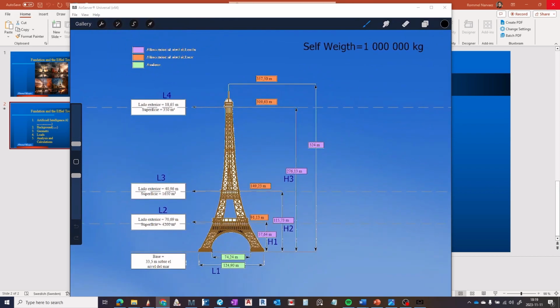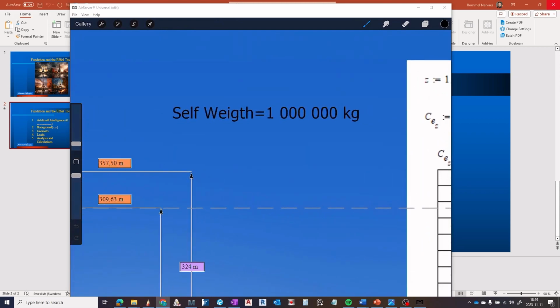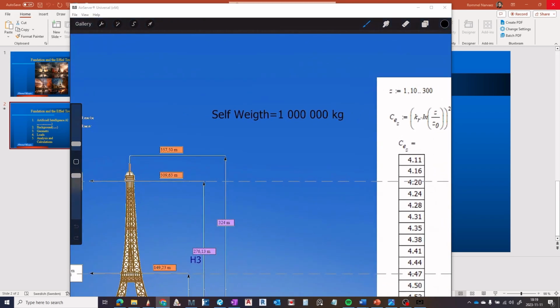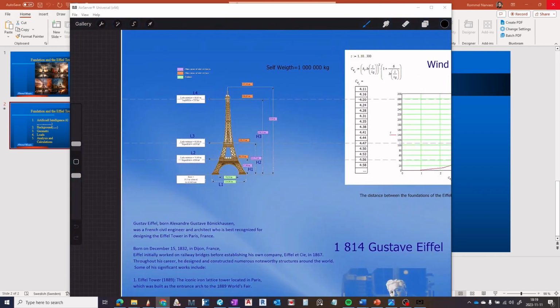About the loads that I am taking into account, the self weight. I take this load from ChatGPT, and I'm going to take the wind, but I will show you in what way.